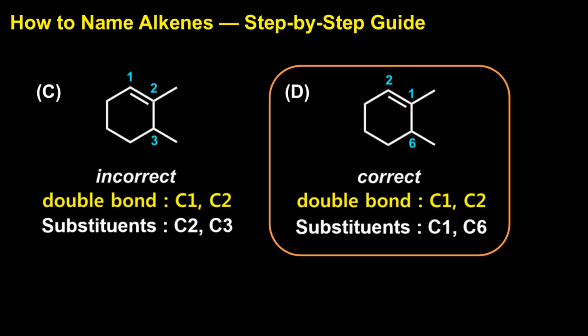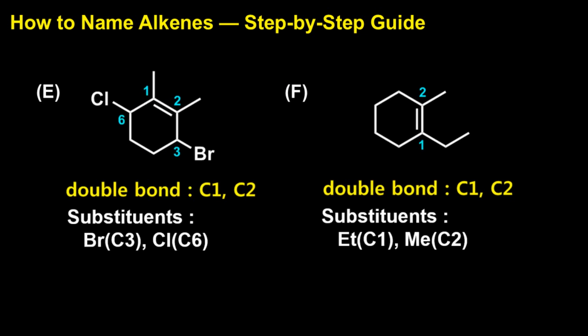And now the substituents are on carbon 1 and 6. Lower numbers overall, which means D is the better choice. Let's try one more set of examples with substituted cycloalkenes.